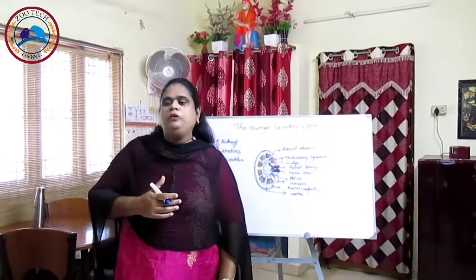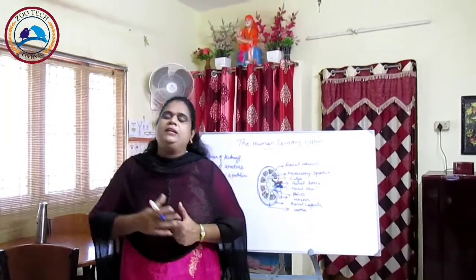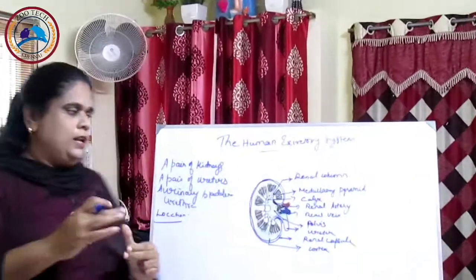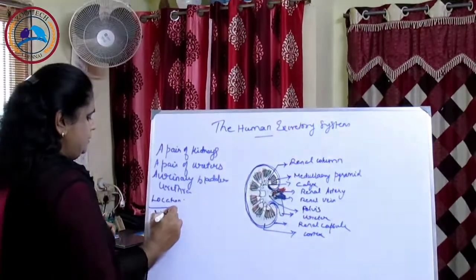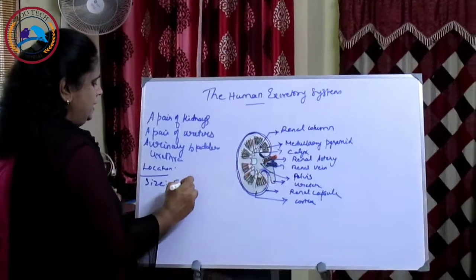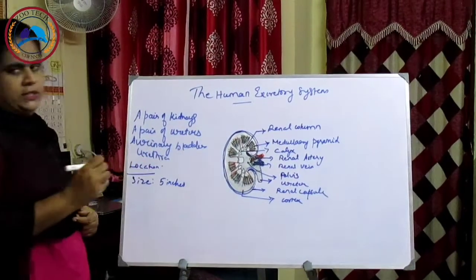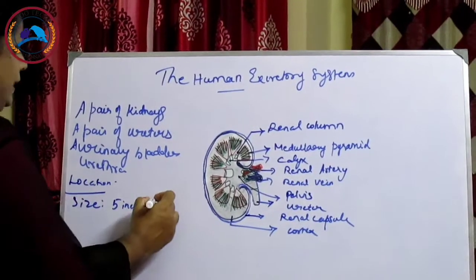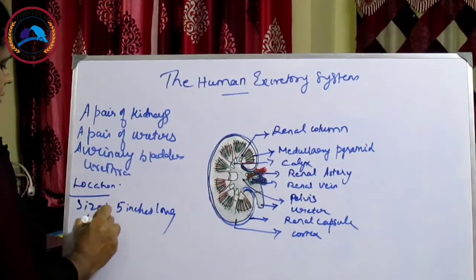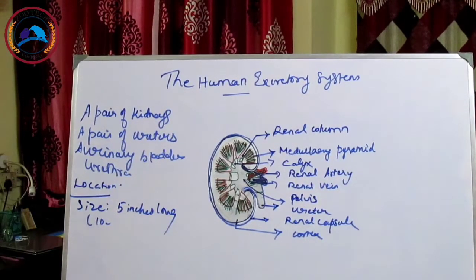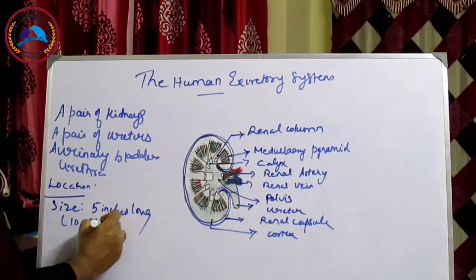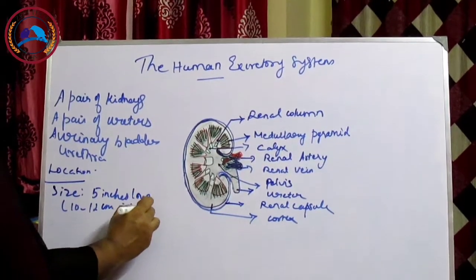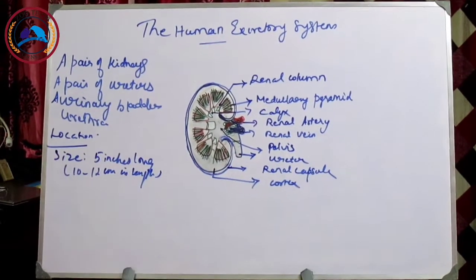Now, talking about the size of the kidney, it is 5 inches long. Each kidney measures 10 to 12 centimeters in length.